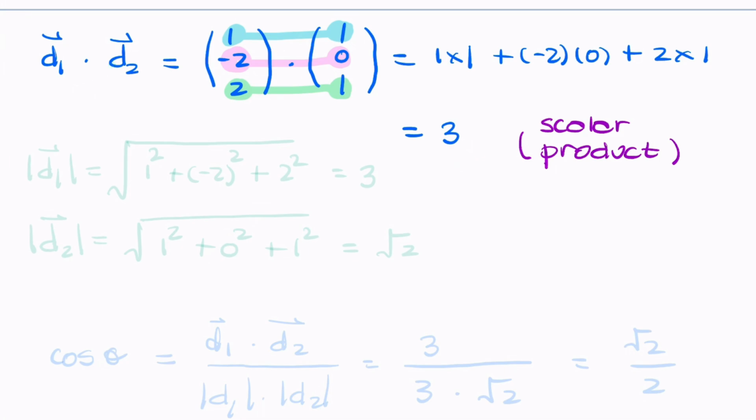Now we need to find the modulus of d1 and the modulus of d2. So the modulus of d1 is simply the square root of 1 squared plus negative 2 squared plus 2 squared.